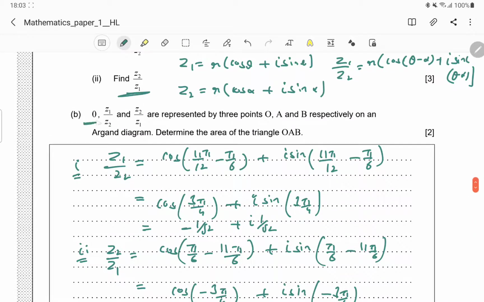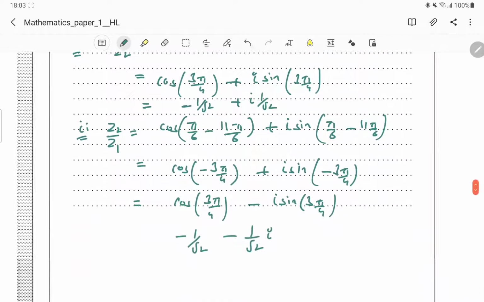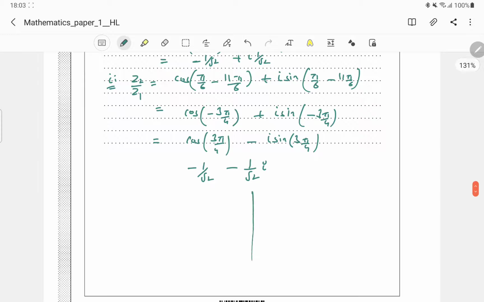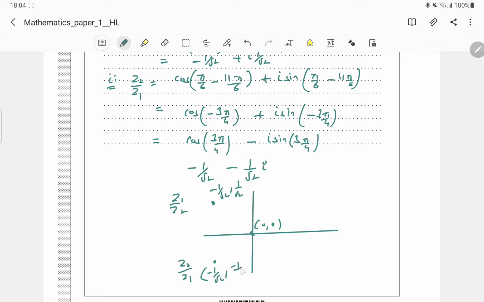Now we have three points: 0, the origin, and z1 over z2 and z2 over z1, represented by the three points O, A, B respectively on the diagram. Determine the area of the triangle AOB. Okay, so we plot these points on the graph. This is my origin 0, 0. My z1 over z2 will be here, minus 1 by root 2, comma 1 by root 2, and this will be my z2 over z1, which is minus 1 by root 2, comma minus 1 by root 2.